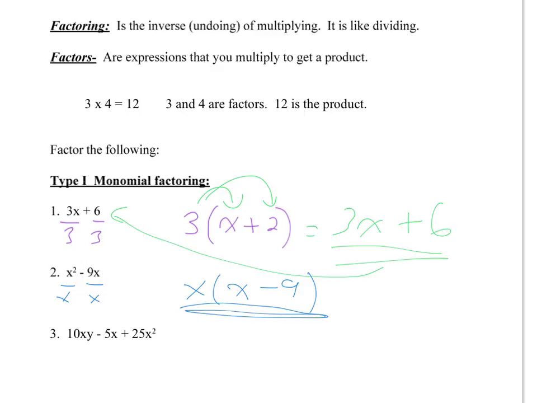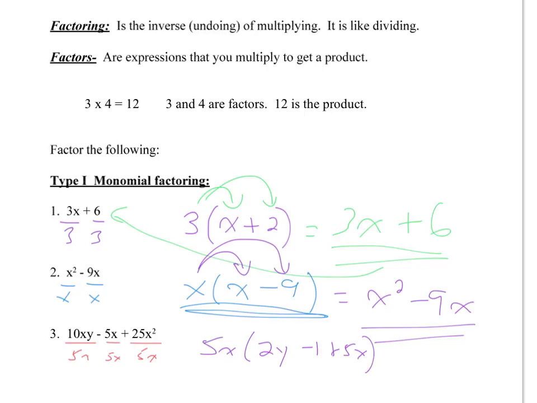If I were to distribute, let's see if it checks. X times x is x squared. And x times negative 9 is negative 9x. This is where I started, so that works. All right, you guys, try this last one on your own. We need to get a common factor. I'm going to give you a clue. The common factor is 5x. Factor a 5x out of each of those, and I'll be right back.